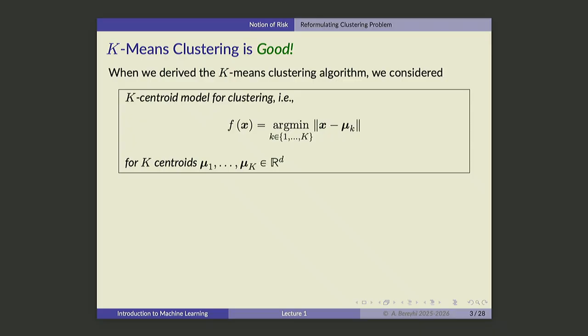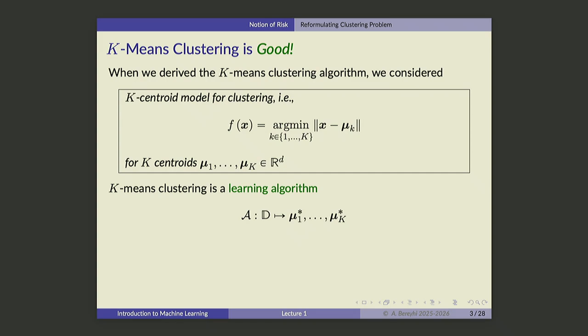Then the clustering is simply done in this form, right? X is just compared to all the centroids, and the one which is closest specifies the cluster. This is the k-centroid model, and now the learning algorithm that we have is going to take data points and then specify the model.